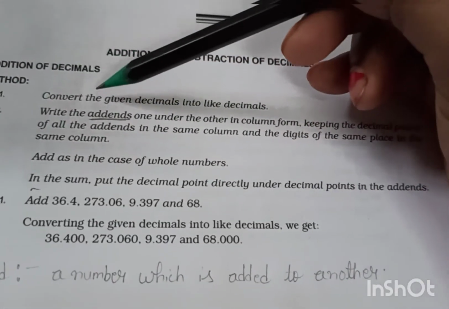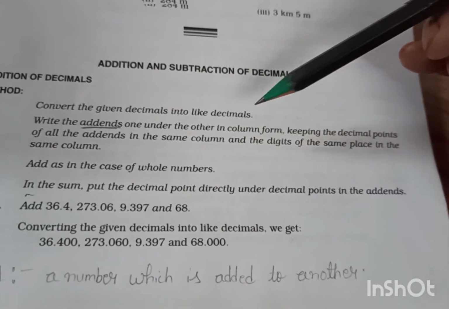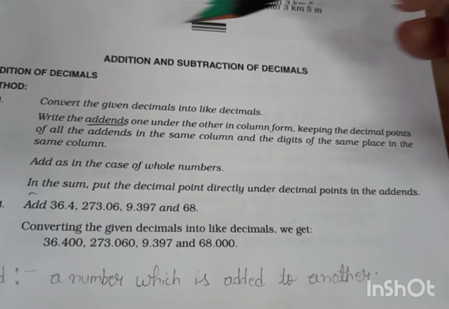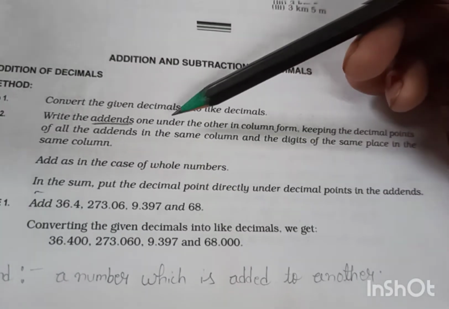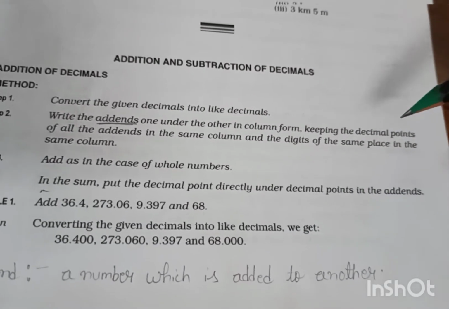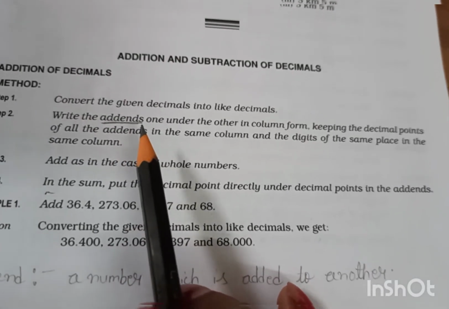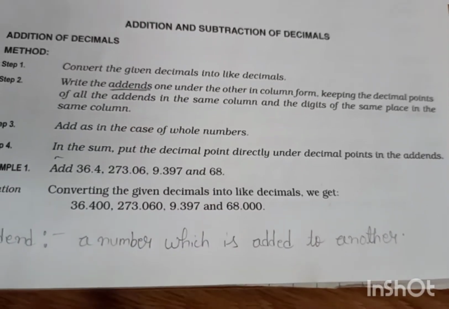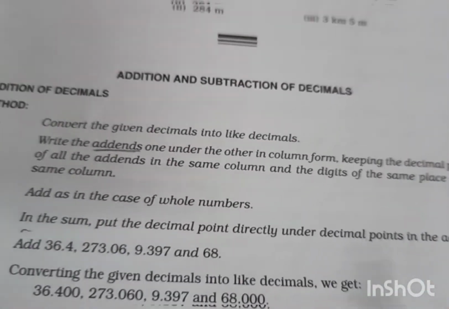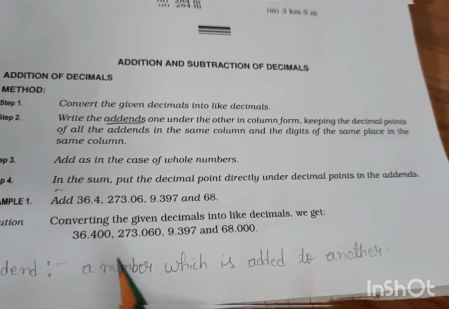Then second step, write the addends one under the other in column form, keeping the decimal points of all the addends in the same column and the digits of the same place in the same column. What is the meaning of addends? Addends means a number which is added to another. A separate number which is added to another is called an addend.